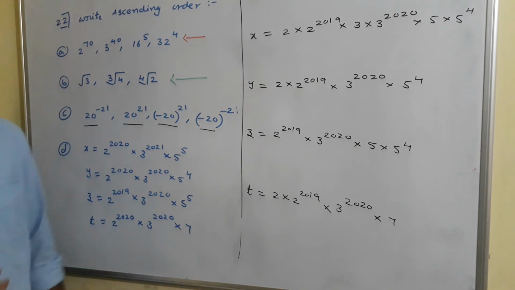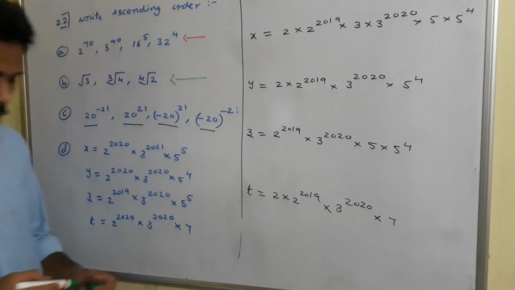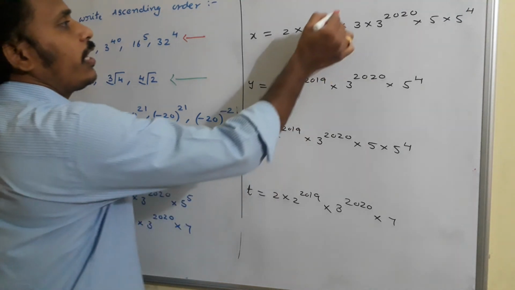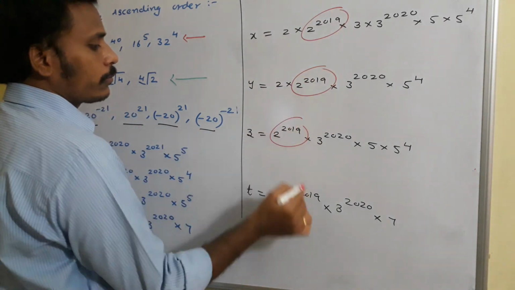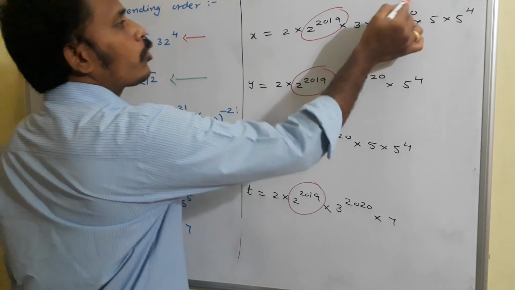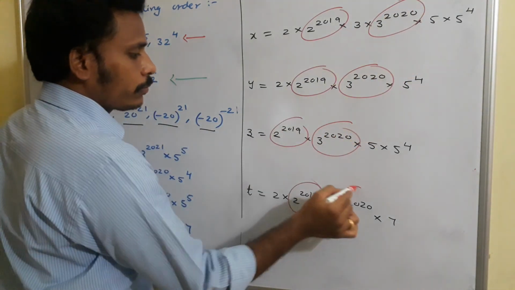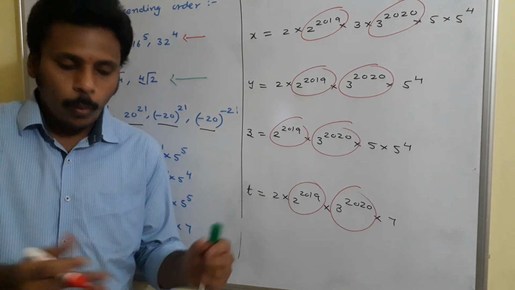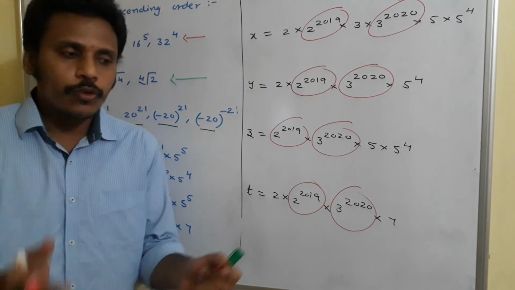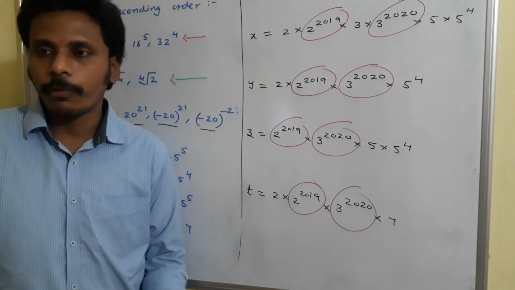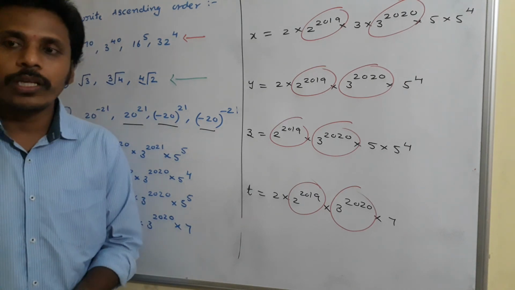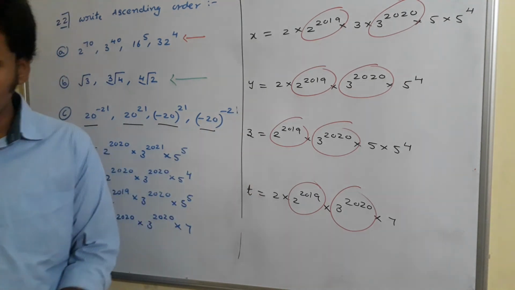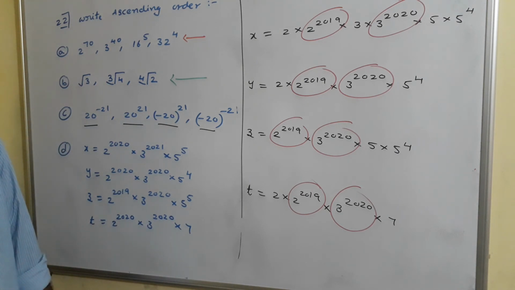Now I need to compare all these 4. When you observe all the 4, what is the common part? This 2 power 2019 is the common part, and 3 power 2020 is also a common part. So while comparing, these are not involved. When we compare two quantities, you eliminate the equal things and then compare the unequal parts. Since all these are equal, in comparison this 2 power 2019 and 3 power 2020 are not involved. Then you just think about the remaining part.